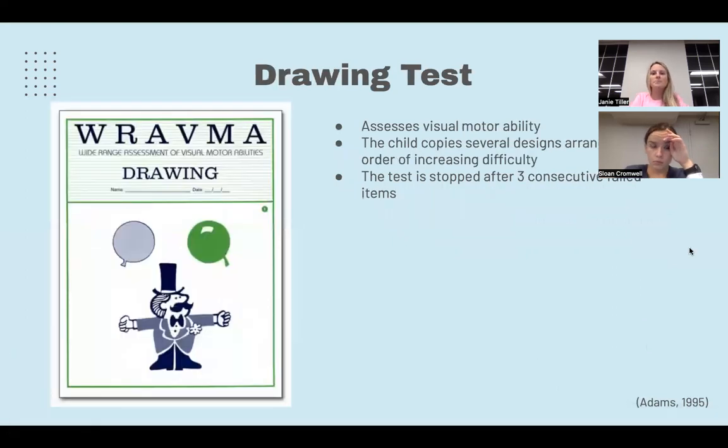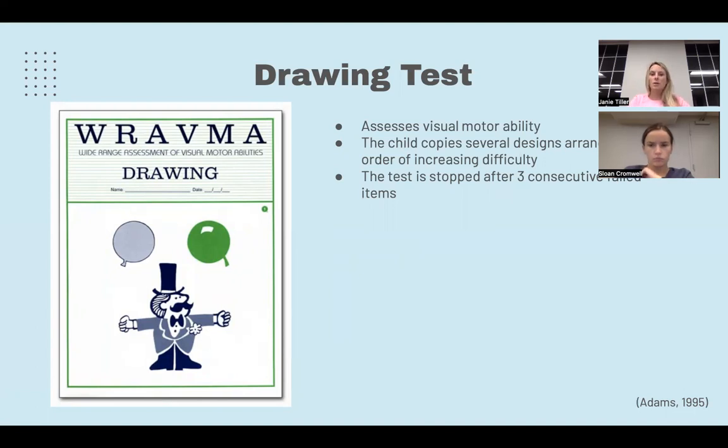Okay. So for the drawing test, this is a little snippet of what the actual booklet looks like. This is going to be used to assess the visual motor ability of the child. So what they're going to do is the therapist is going to draw a design. So on this example, the therapist would draw a line coming down from the balloon to go into the man's hand. And then the child is going to copy that design on the colored balloon.